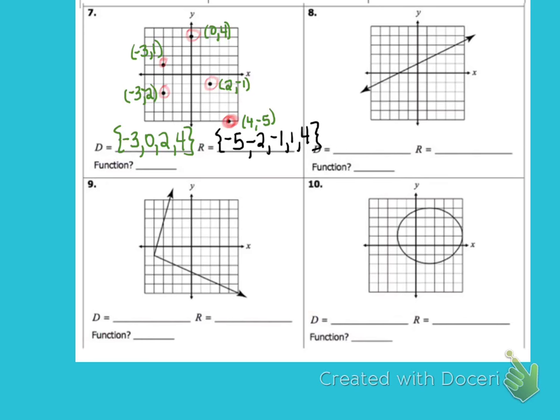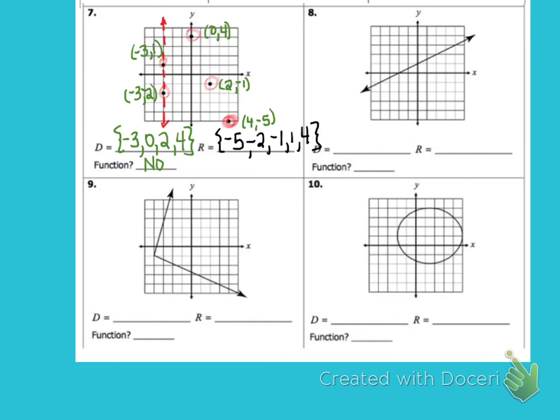Now again, you can kind of see that sort of red flag. The domain only had 4 elements in its set, and the range had 5, and the reason why is right here, along this vertical line, we have 2 points that share the same x value, but with different y values. So this is an example of a relation that fails the vertical line test. So I'd say this is not a function.